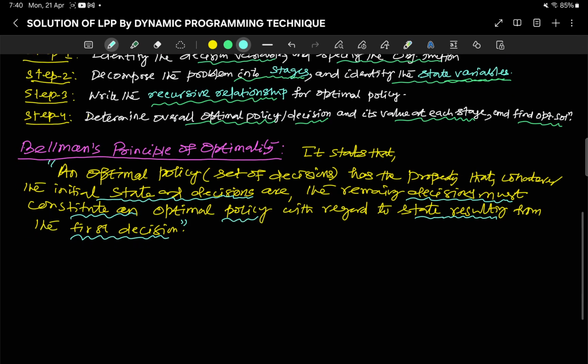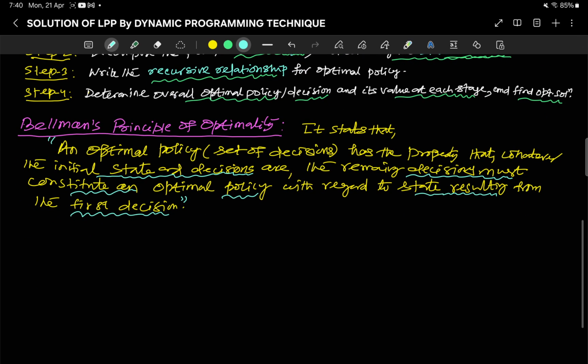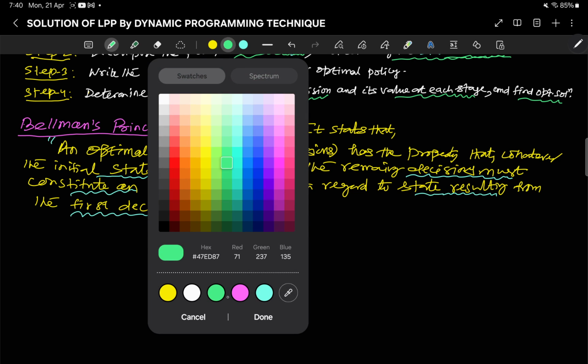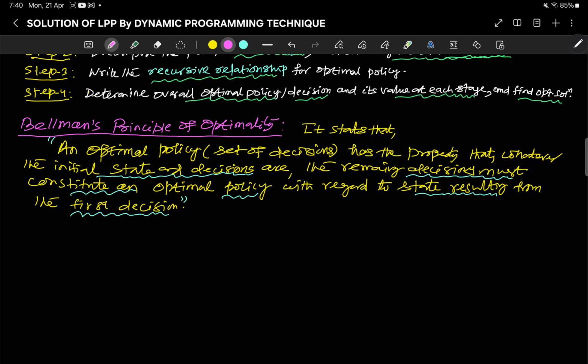Now we shall solve the linear programming problem by using the dynamic programming technique. In a linear programming problem, it is an iterative technique, and whatever decision is taken, it continues throughout. But here in DPP we are dynamic: it depends upon the individual stage with respect to time. So now we will discuss the solution of LPP using the dynamic programming technique.